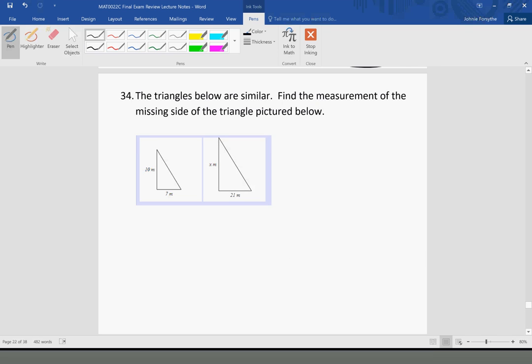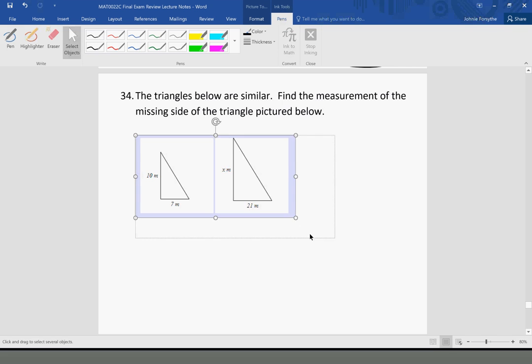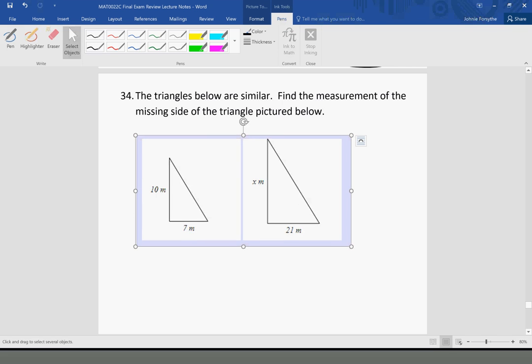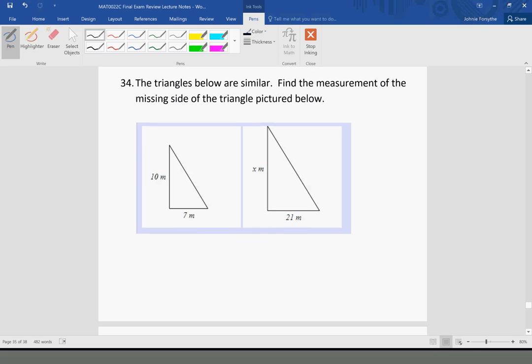34. The triangles below are similar. Let me make this bigger. Find the measurement of the missing side. So they're telling you they're similar, so you know that you can use proportion. So let's set up a proportion to solve this. So you can say 10 over 7 is proportional to the same type of ratio in the other triangle. So that would have to be x over 21.